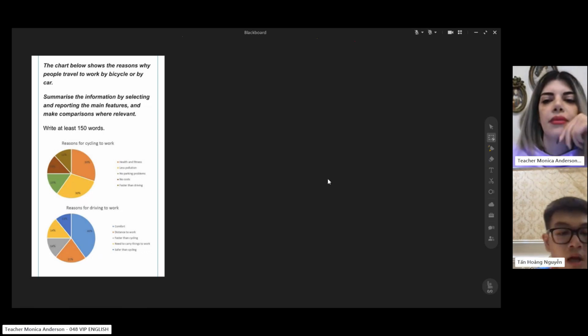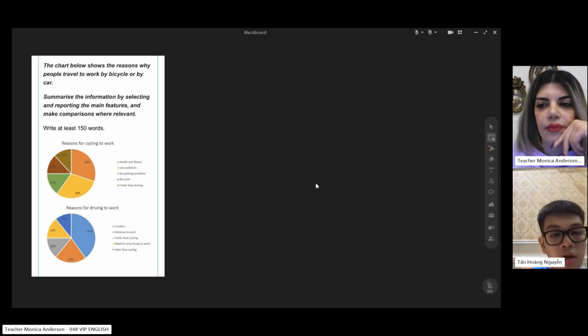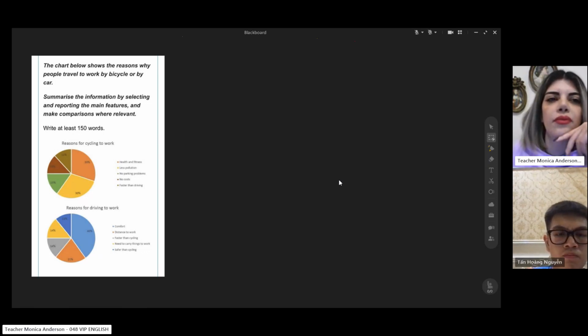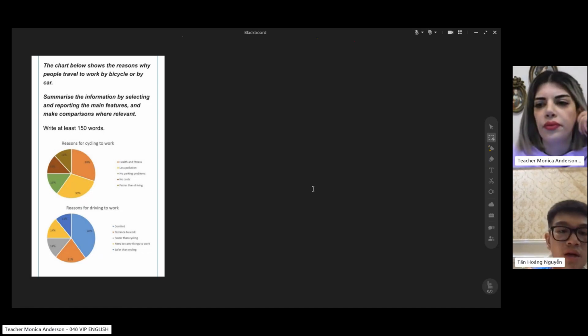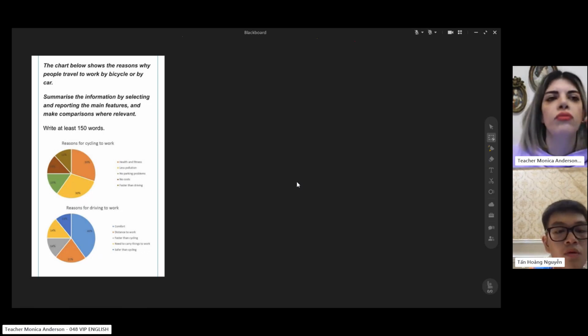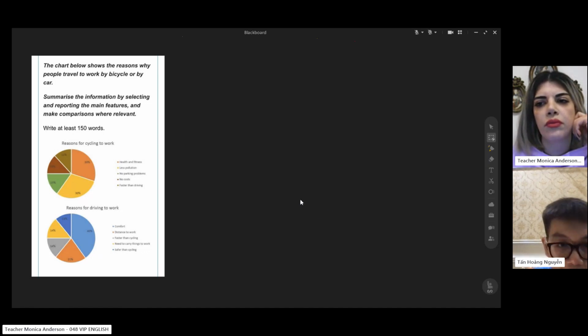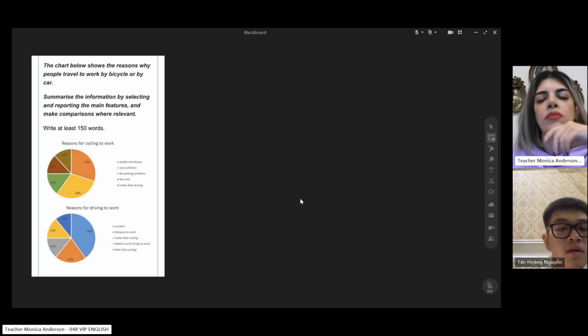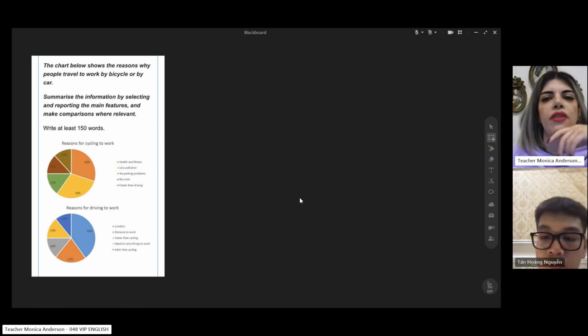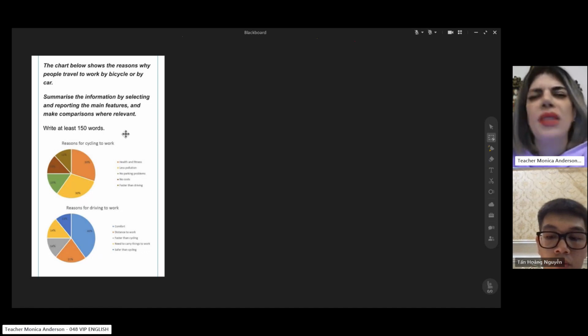I think the given pie chart demonstrates the cause that people would like to travel to work by bicycle or by car. Of course, of course, it can be somehow.